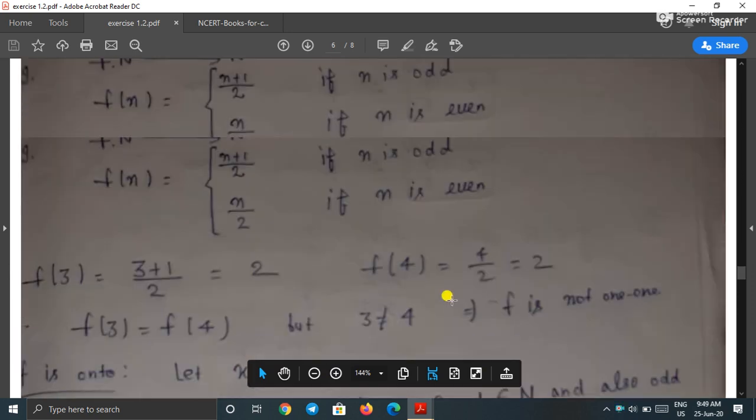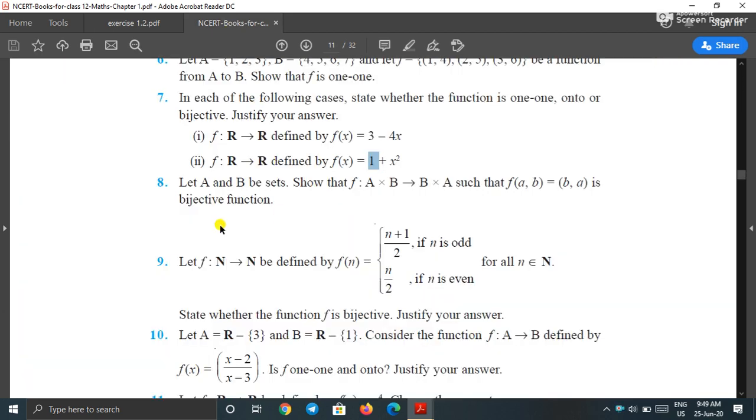Now see the next question, the ninth question. In the ninth question, we have defined a function f on the set of natural numbers such that, okay, now first of all we will check the injectivity of the function. And one thing more, if the function is injective and surjective both, or I can say if the function is 1-1 and onto both, then the function is called a bijective function, right?